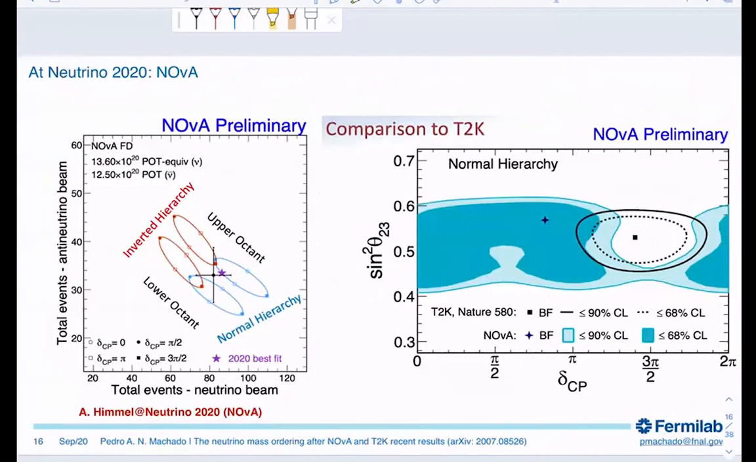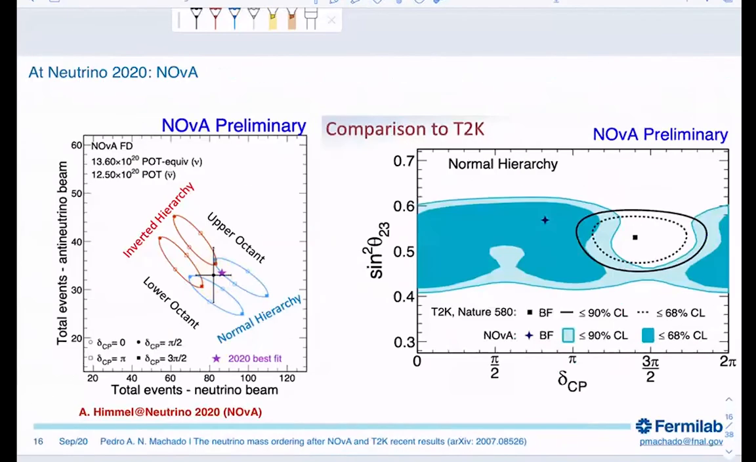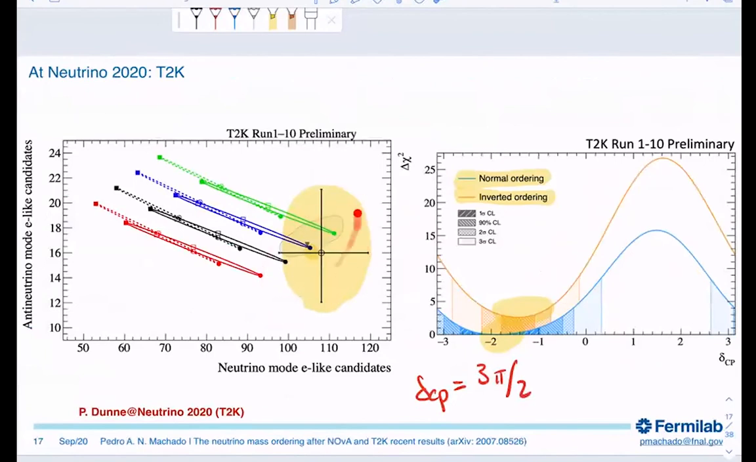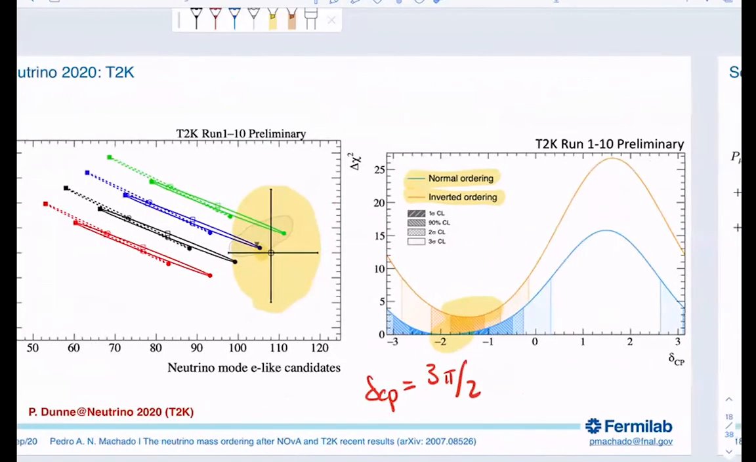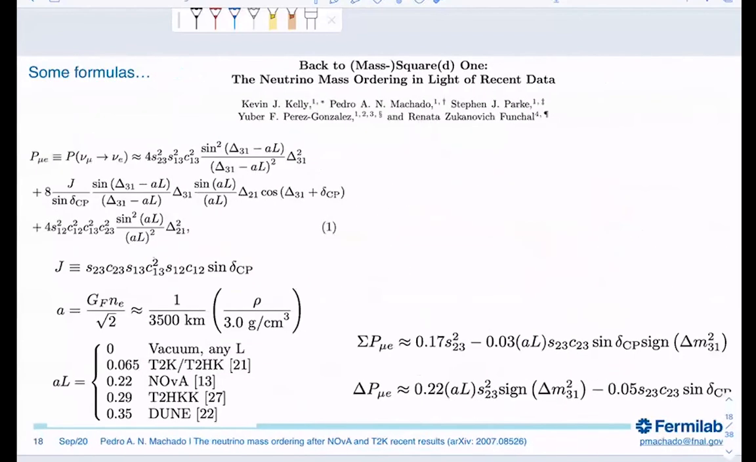So what happens is that these experiments, if you look here, NOvA slightly prefers normal hierarchy. T2K is strongly, maybe not strongly, but also prefers normal hierarchy. But their combination does not prefer normal hierarchy. And let me just spend a few more minutes on this, and then we can finish this. So going back to my slides on the equations, from these expressions, there are two things that one can do.